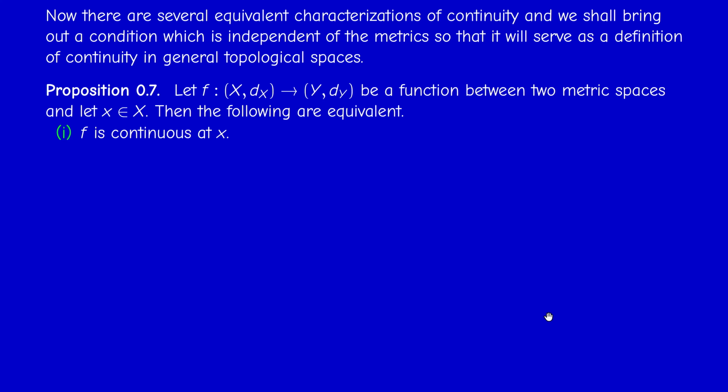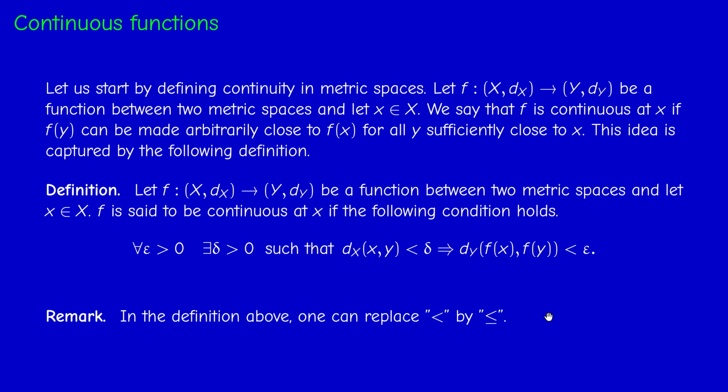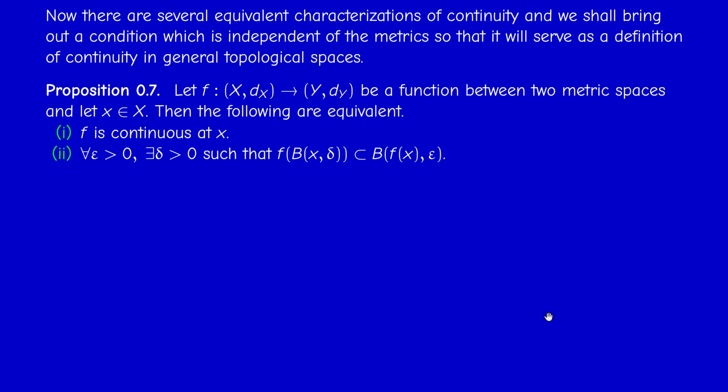Okay, so in a metric space, we have an equivalence between 5 conditions. F is continuous at x according to our definition, this first definition. Second condition: for every epsilon positive, there exists delta positive, such that the image of the ball of center x and radius delta is contained in the ball of center f of x and radius epsilon.